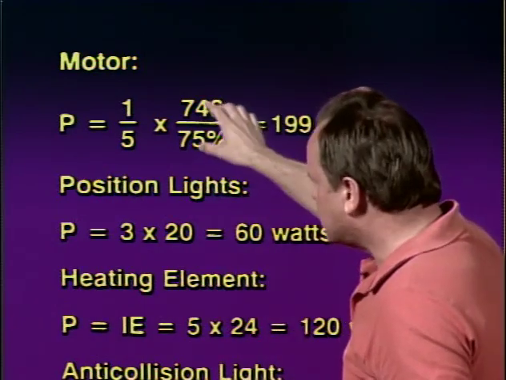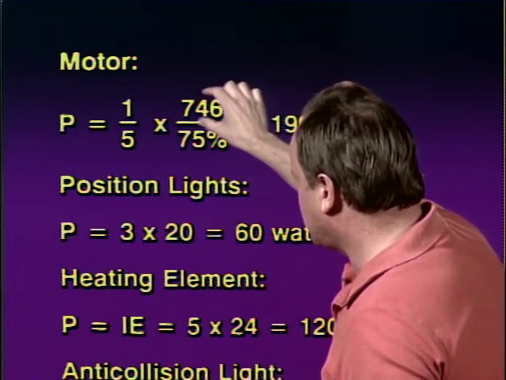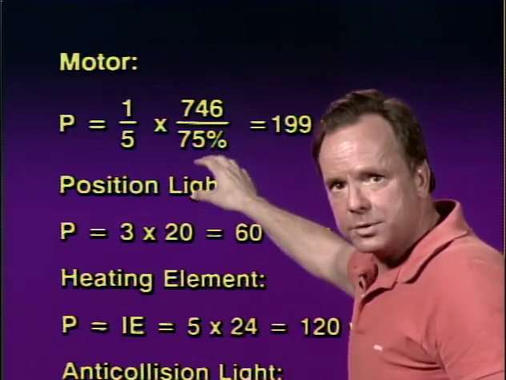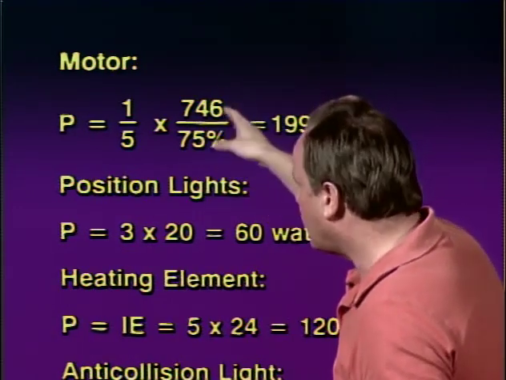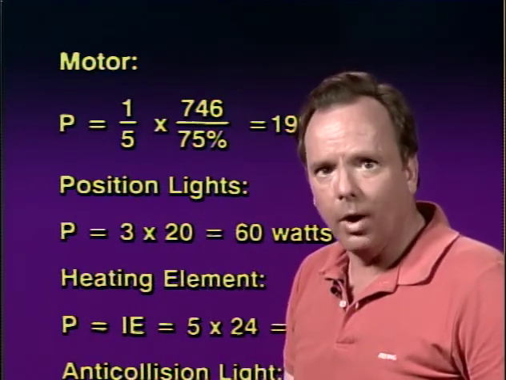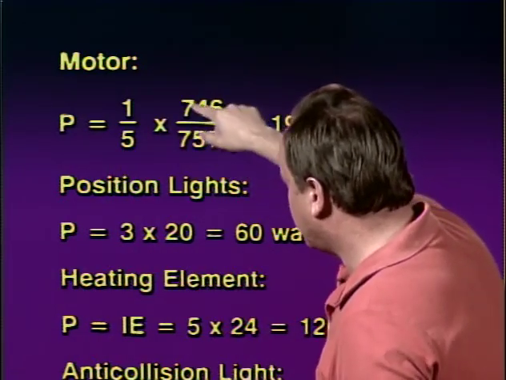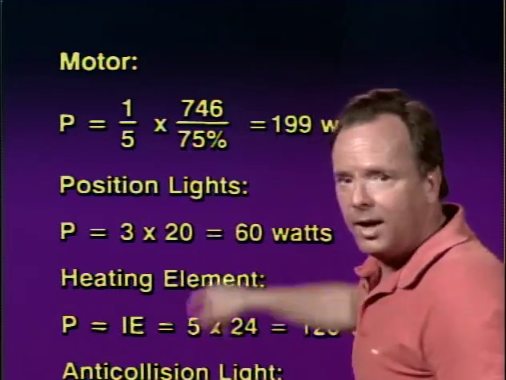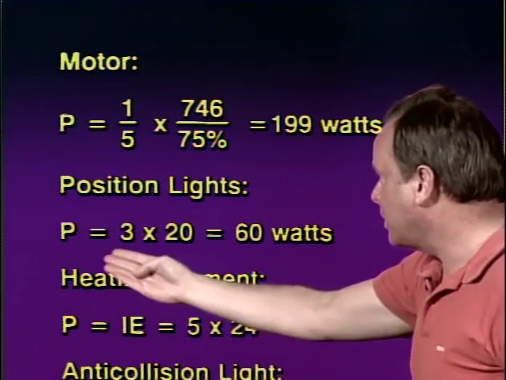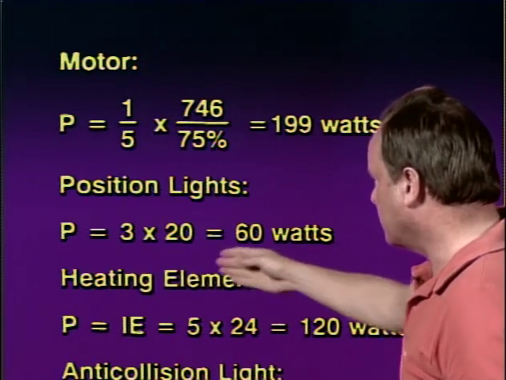Now, this motor was only 75% efficient, so in order to get 1 horsepower, you actually have to have 746 watts divided by 0.75, or 75%. That would come out actually closer to about 1,000 watts. And we weren't actually looking for 1 horsepower in this case. We were looking for 1/5 horsepower. So what we'll do is we'll take 1/5 times 746 divided by 0.75, and you find out this motor requires 199 watts. Now, they told us also they had 3 position lights, and each one of those was 20 watts, so 3 times 20 is 60 watts.